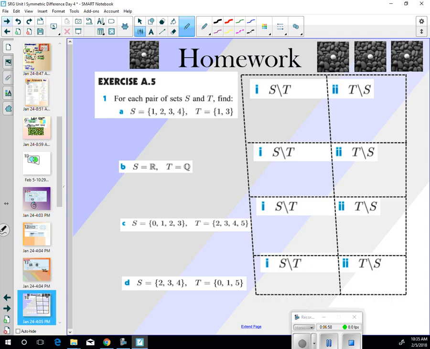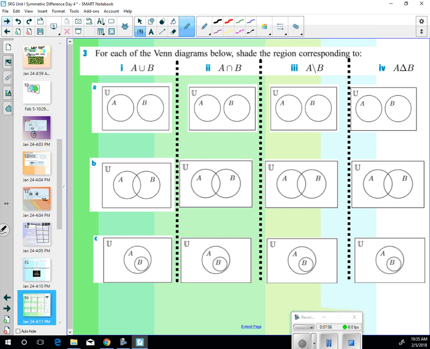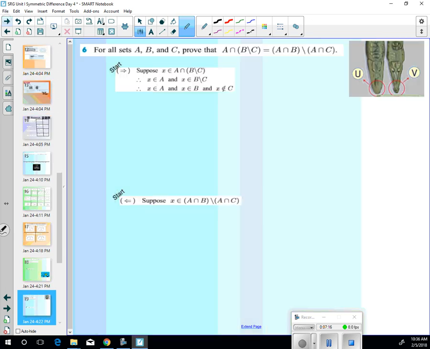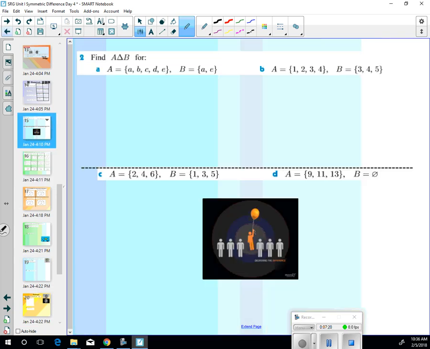All right, so I'm going to turn you loose on these. See what you can do with 1 ABCD, 2 ABCD, and the Venn diagrams, A, B, and C. There's several parts there. And 4, lots of Venn diagrams. The proofs we'll get to at the end of the hour. There's just 2 of them and a challenger. So go ahead and work on those.